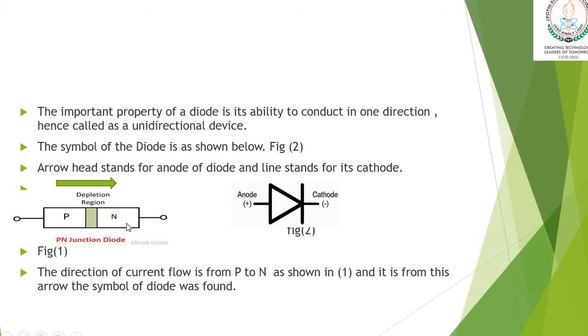Now here in figure 2, when you look, you have an arrow. This arrowhead will become the anode, and the line which is here will represent the cathode. Now look at this block here. You have a P and an N. The direction of the current is indicated by the arrow which is shown here. So the direction of current flow is from P to N as in figure 1, and it is from this direction of the flow of current that the symbol of the diode came into existence.